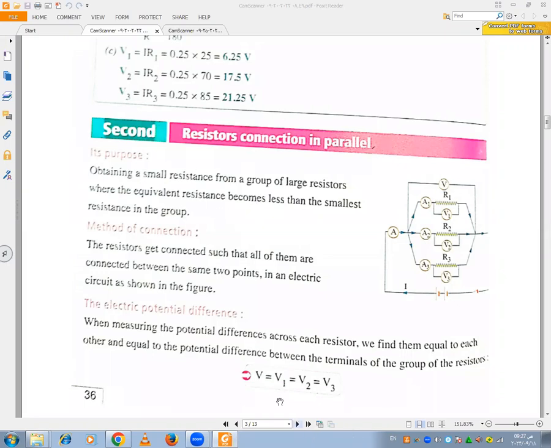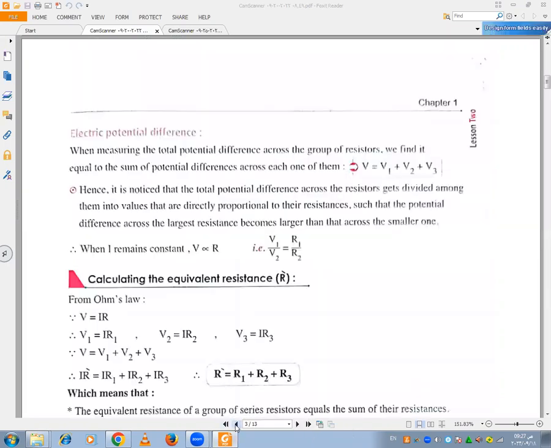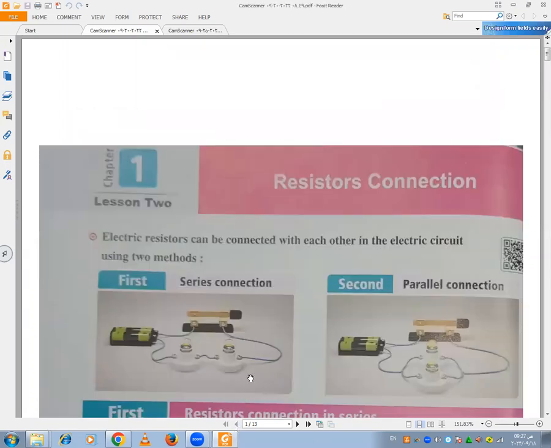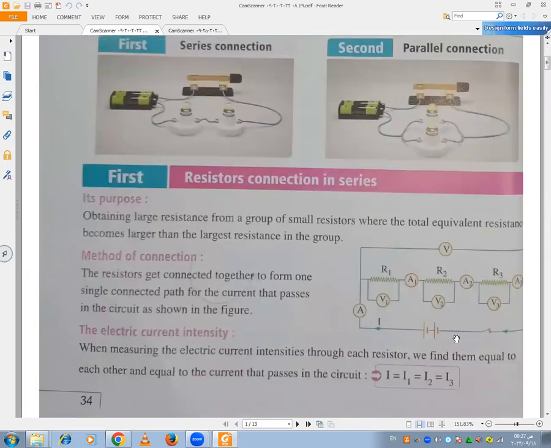All of them have the same current intensity, but the potential difference, the voltage of the battery, is divided into V1 plus V2 plus V3. But the current intensity that passes in the whole circuit is the same, it's constant. I total equals I1 equals I2 equals I3 because they have the same track or the same wire.